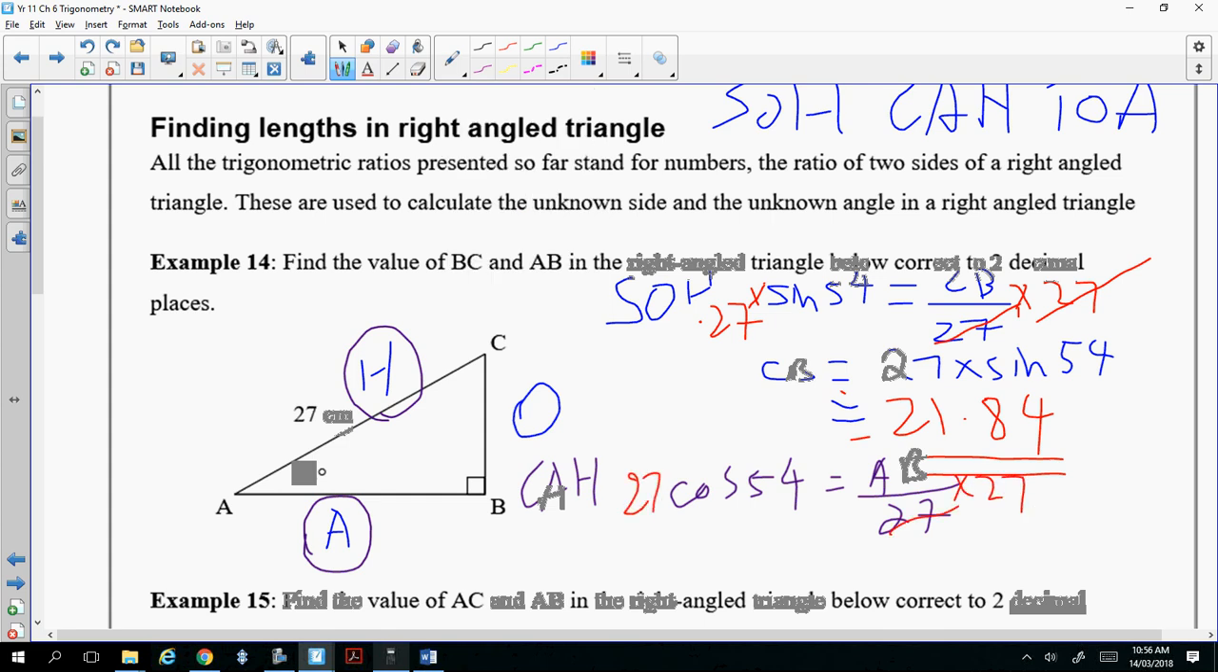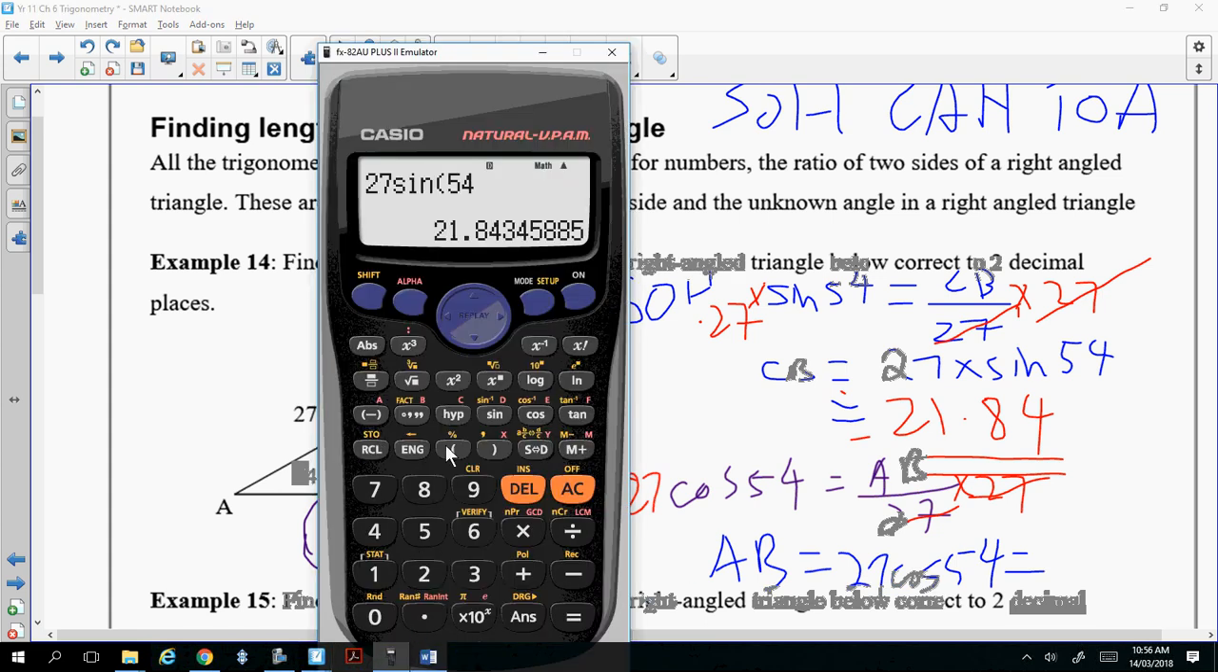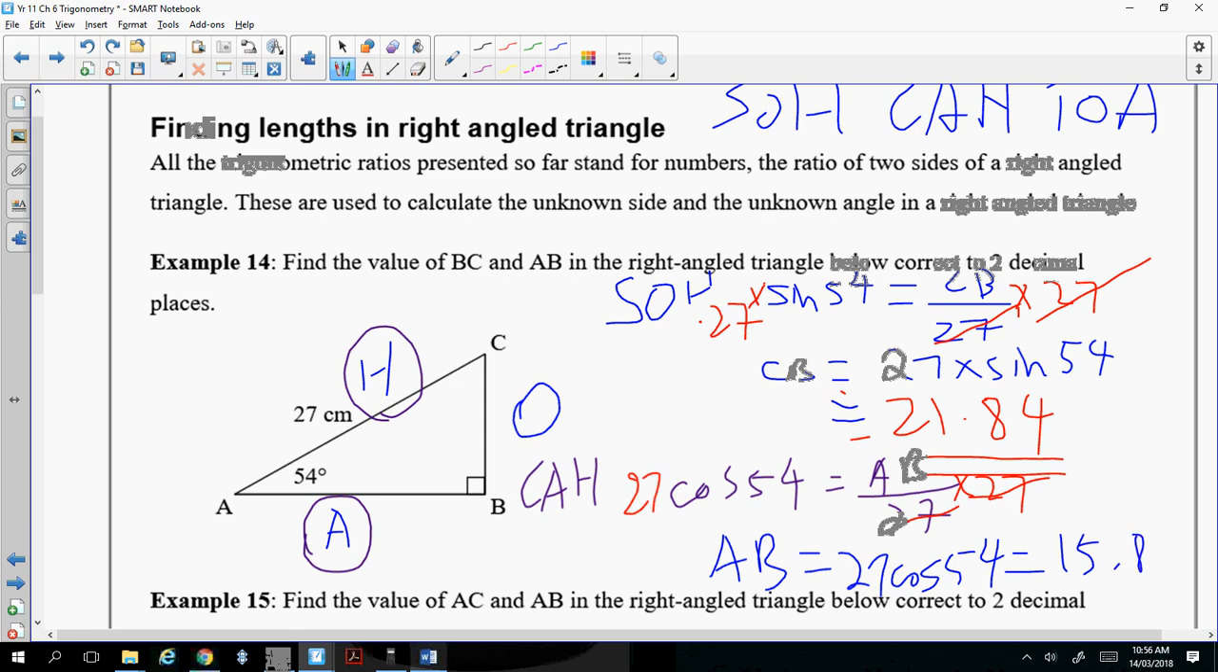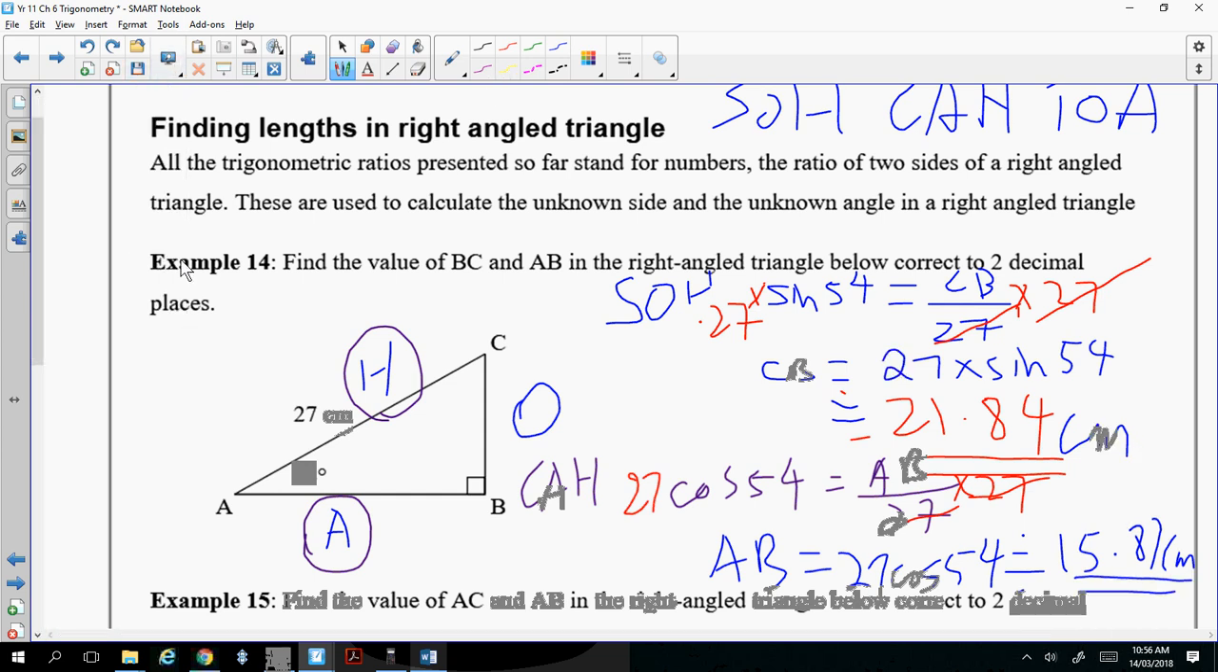So 27 cos 54. You will get 15.87. All right. Any questions? I forgot to put something down: centimeters. All right. Any questions? Try the next one, and then we'll find some angles and then some hard questions.